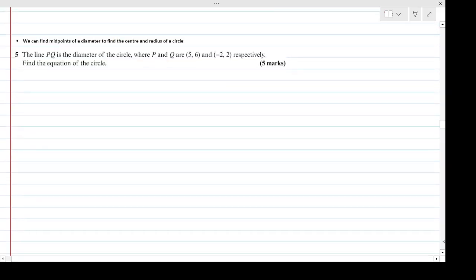Let's have a look at this example then. We're given the line PQ, which is the diameter of a circle, where P and Q are (5, 6) and (-2, 2) respectively. Again, find the equation of the circle.